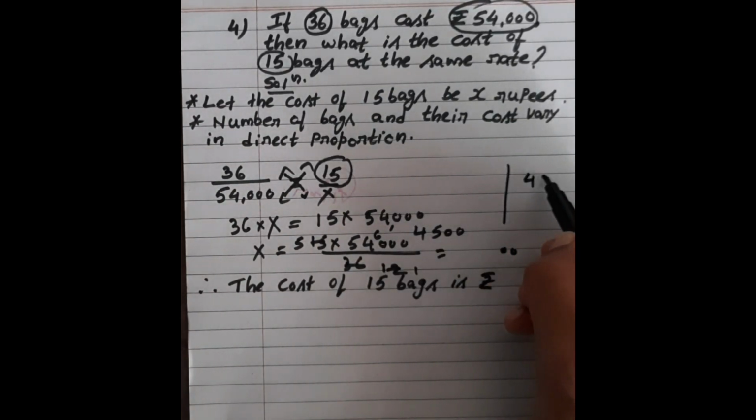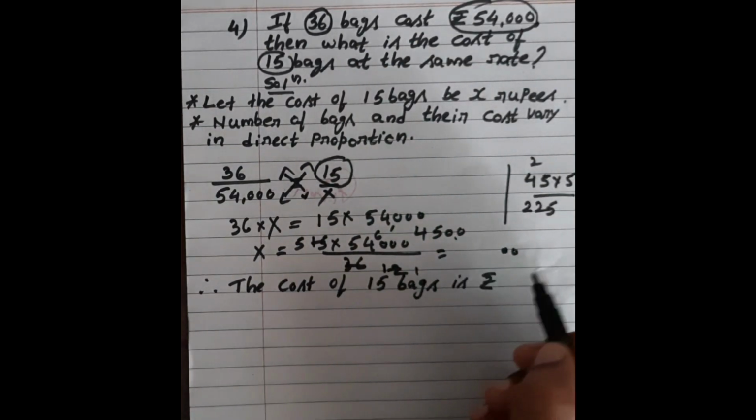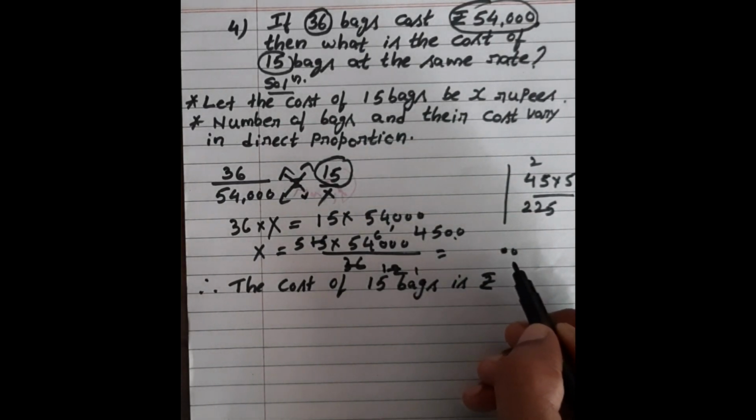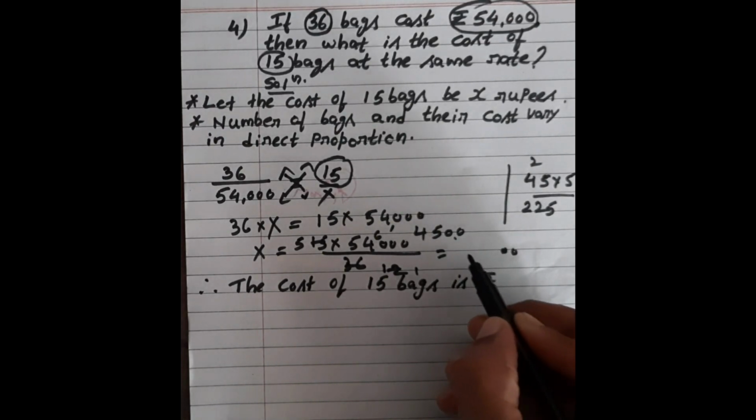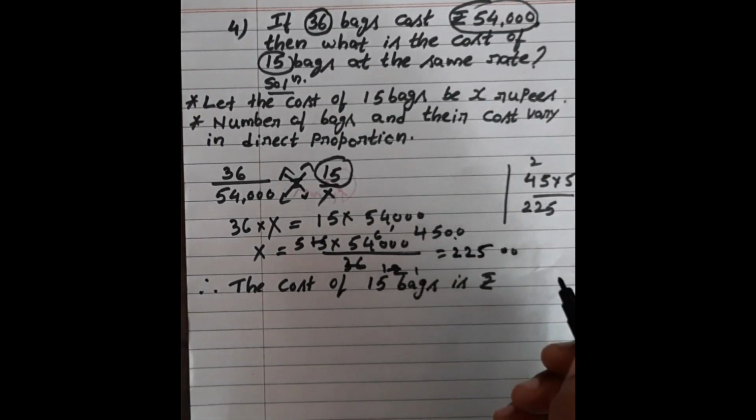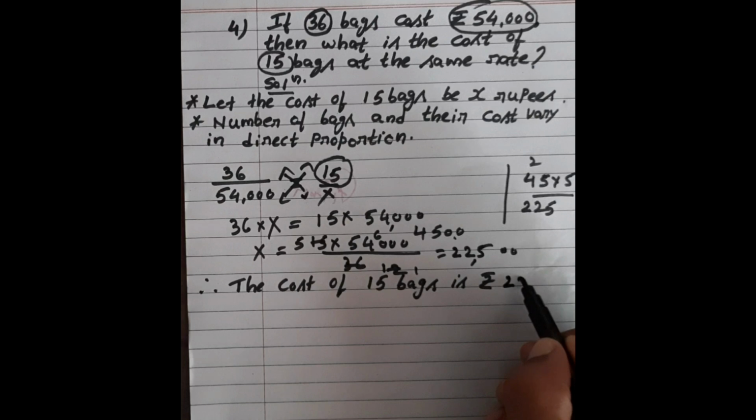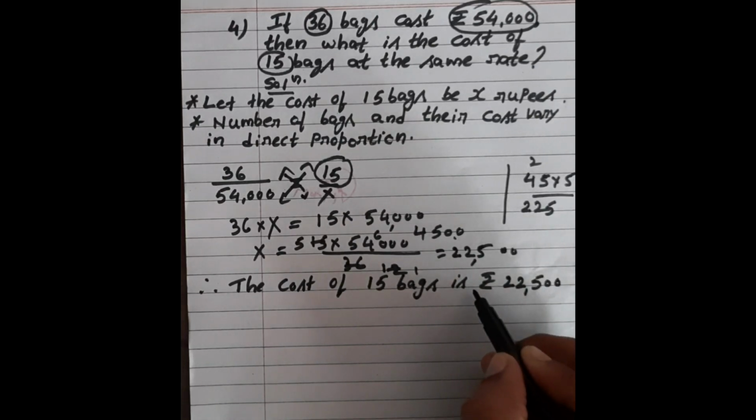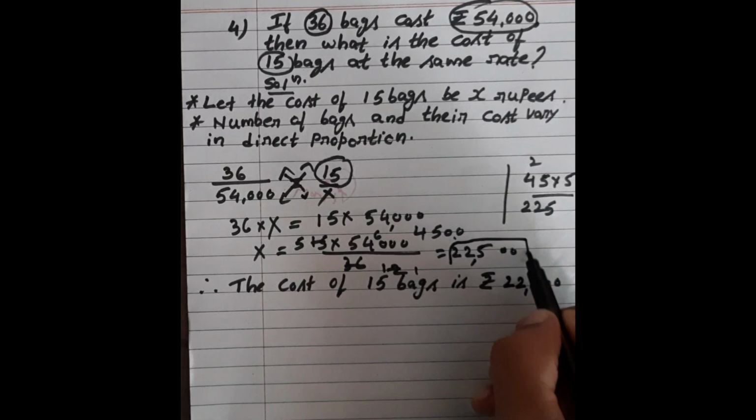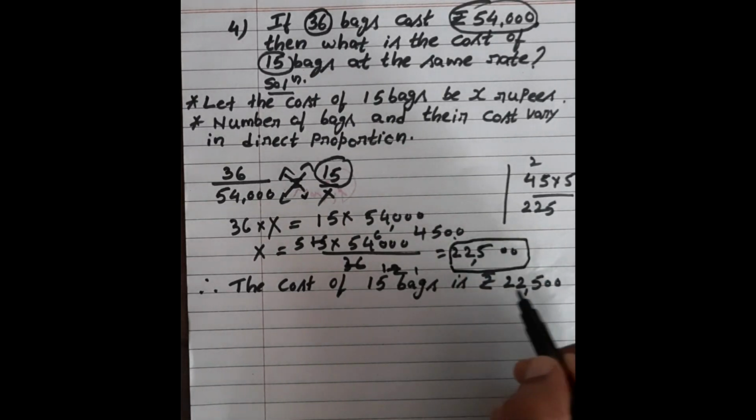Okay. 45 into 5. 5 5s are 25, 2 we will take up. 5 4s are 20, 20 plus 2, 22. These 2 zeros if we put here, here also we will get 2 zeros only. That's why I directly put 2 zeros here. Okay. We got the answer over here, 225. So the cost of 15 bags is 22,500 rupees. Okay. 15 bags cost is how much rupees? 22,500 rupees. Okay.